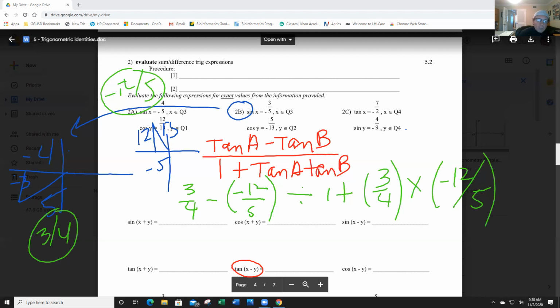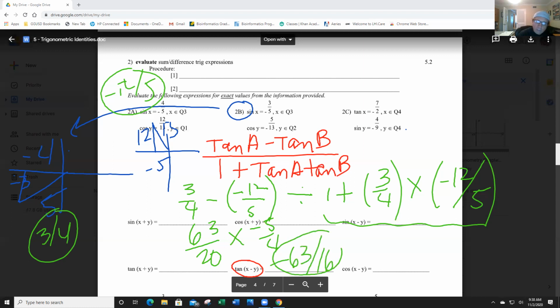So if you work this first part out right here, this ends up being 63/20, and it's going to be multiplied by -5/4. This part ends up being 5/4 when you boil it down. Again, I'll let you do the arithmetic on that yourself, and you end up with -63/16. If I did all the arithmetic, it would take forever. Okay, so there's 2b.